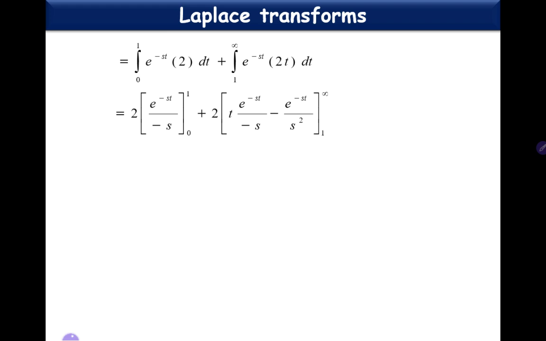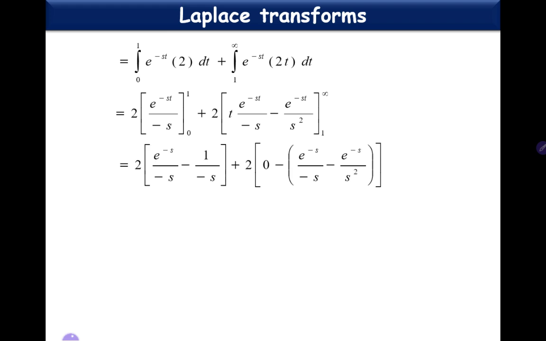Now if we substitute the limits in the first term, upper limit is t equal to 1, then we get e power minus s by minus s minus lower limit t equal to 0, that is 1 by minus s, plus 2 into. In the second term, as t goes to infinity, e power minus infinity goes to 0. So when substituting upper limit we get 0 minus lower limit t equal to 1. So if we put t equal to 1, we get e power minus s by minus s minus e power minus s by s square.